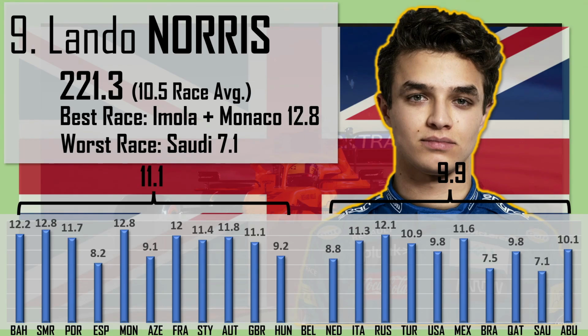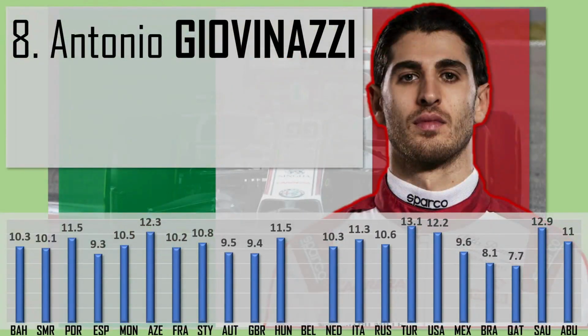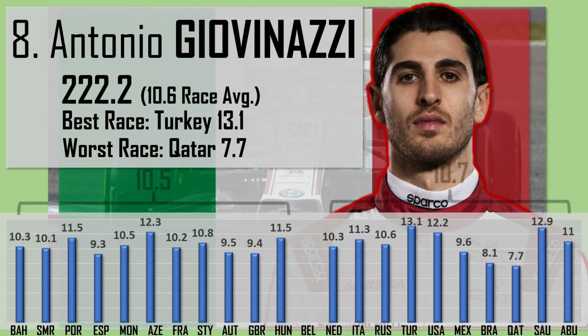And so from Lando Norris in P9, we will head to Antonio Giovinazzi in P8. He ended up scoring a 222.2 across the whole season with a 10.6 race average, with Turkey being his best result, scoring 13.1, and again he had a slightly better second half of the year, scoring 10.7 across the second half of the year to 10.5 in the first.